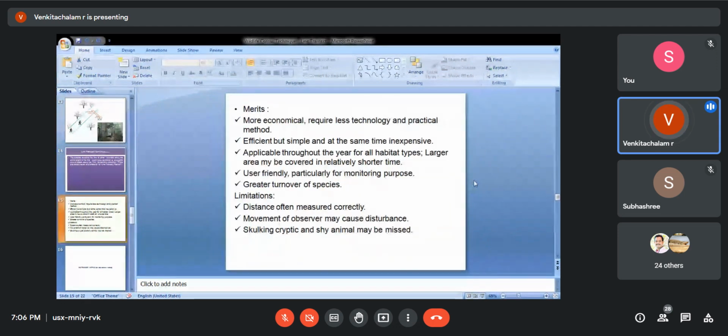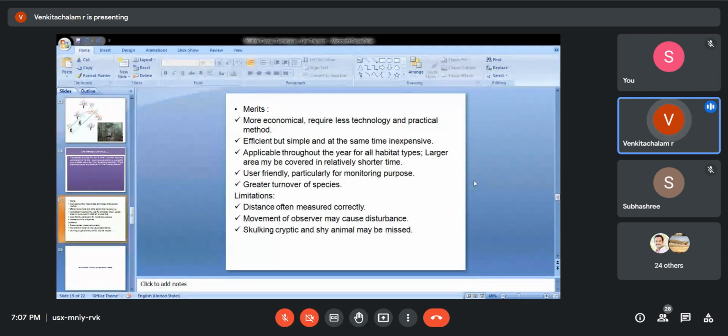The merits are that it is more economic, requires less technology and practical methods, and it is efficient but simple. At the same time it is inexpensive and applicable throughout the year for all habitat types. A larger area may be covered in a relatively short time. Also, the transect line is user friendly, particularly for monitoring purposes, and gives greater turnover of species.